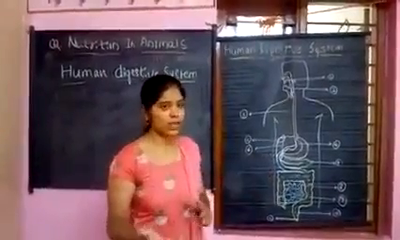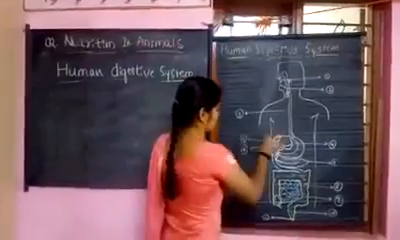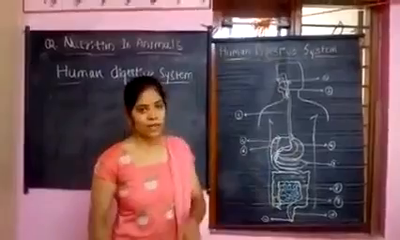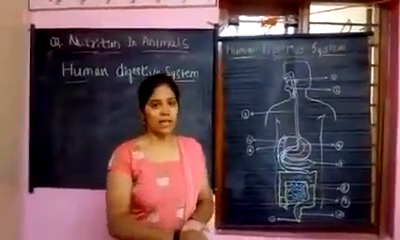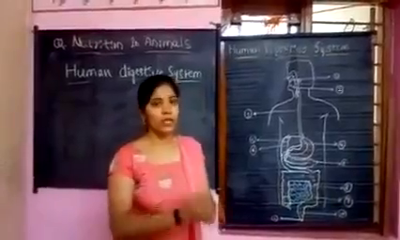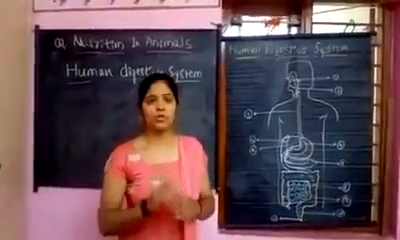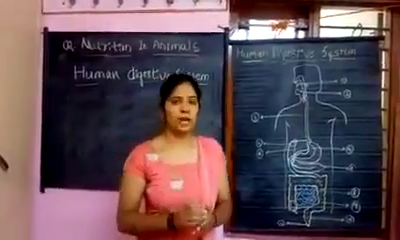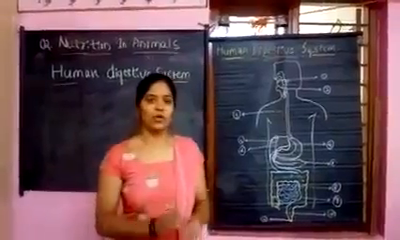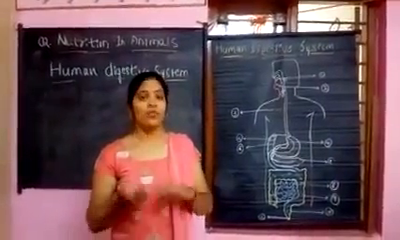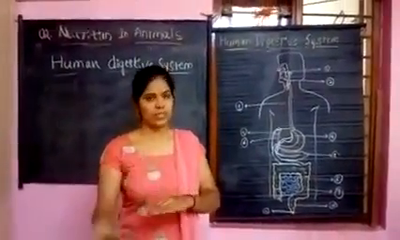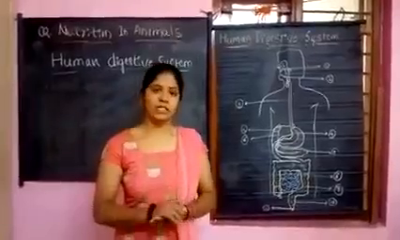What is the digestive tract? These parts, the alimentary canal parts or the digestive tract, and the associated glands, together constitute the digestive system. So in general, if you are asked what the digestive system is, you should mention that the digestive tract or the alimentary canal with the associated glands which are necessary for digestion is called the digestive system.